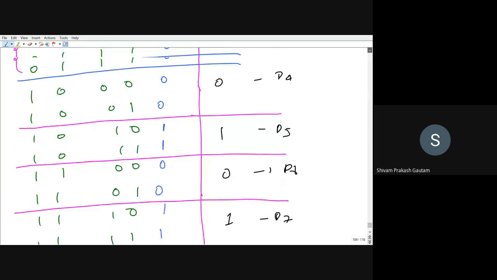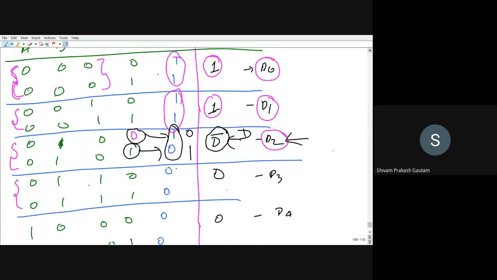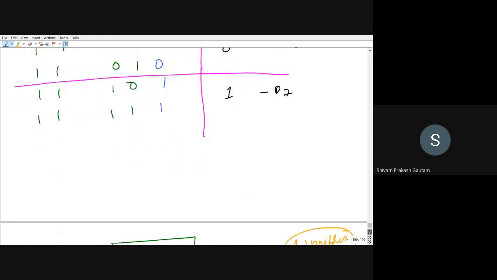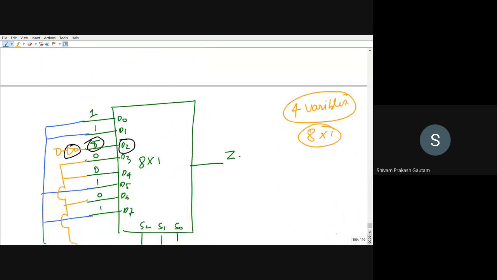If D is 0, that means this case will be there, right? If D is 0, then this case will be there. Then what output will we be getting? We will be getting output as D bar. If D is 0, what output do we get? We will be getting here 1, D bar.